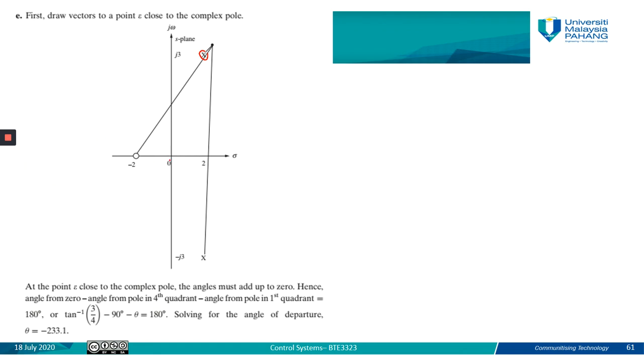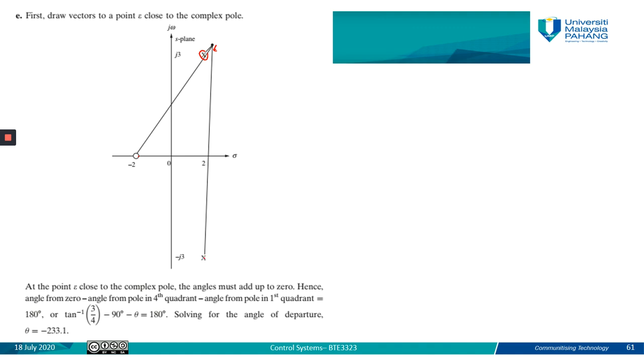So in order to find the angle of departure here, we need to apply the formula that says summation of angle of zeros minus summation of angle of poles equals (2k plus 1) times 180, the one that we mentioned when we highlighted how to calculate the value of the angle of departure or angle of arrival. So we draw a line from the zero. We have one zero here. We draw a line to the point epsilon, which is too close to the pole.